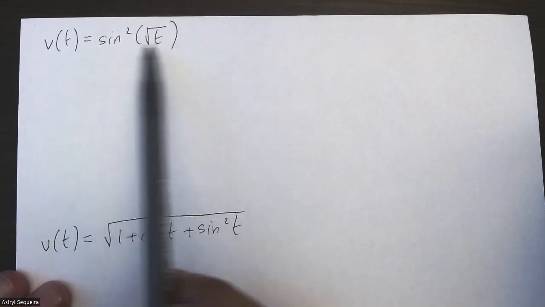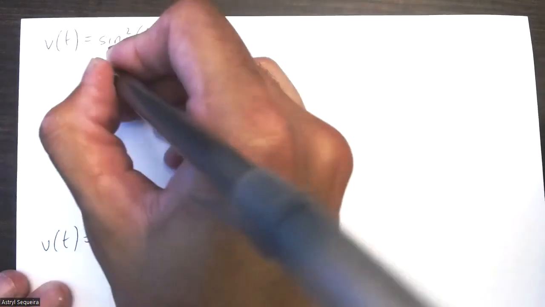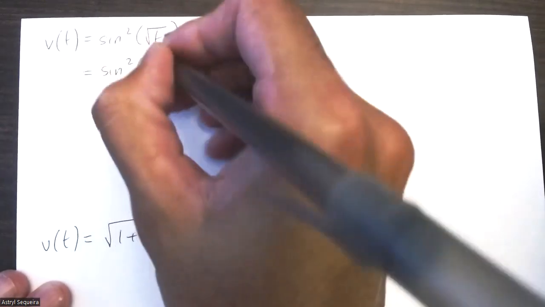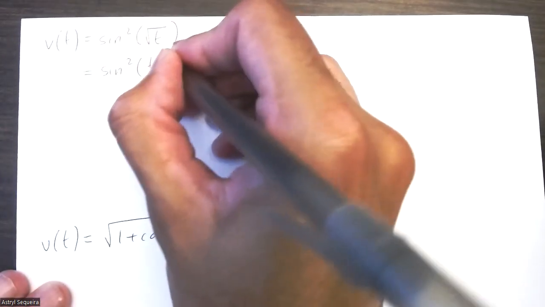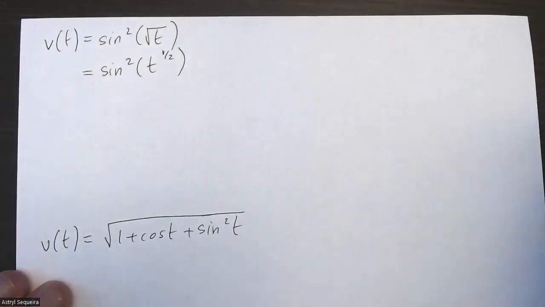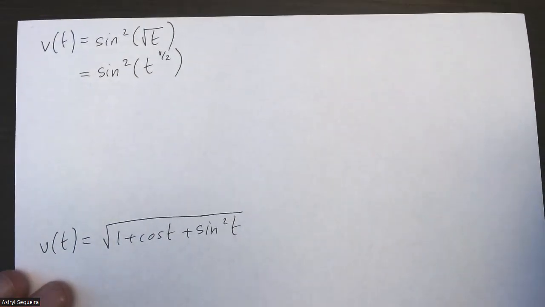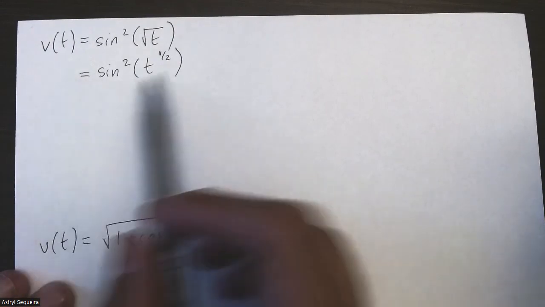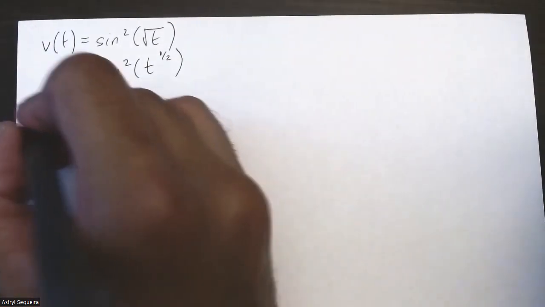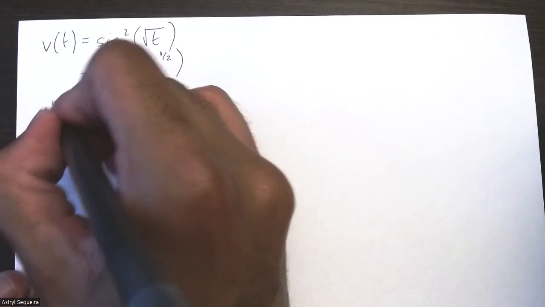The first thing, before I even derive the function, is if I have a square root, I get rid of the square root and I change it to an exponent. So this is going to be t to the power of 1 over 2. This is going to make it a lot easier to derive. And now I can derive this function.